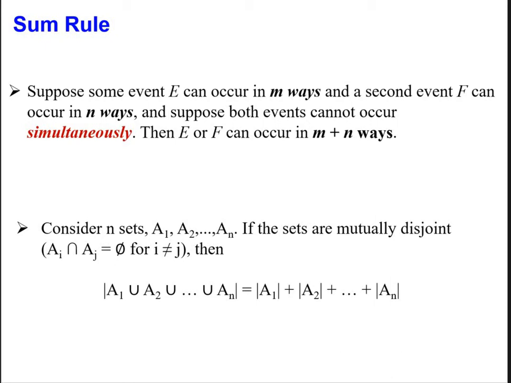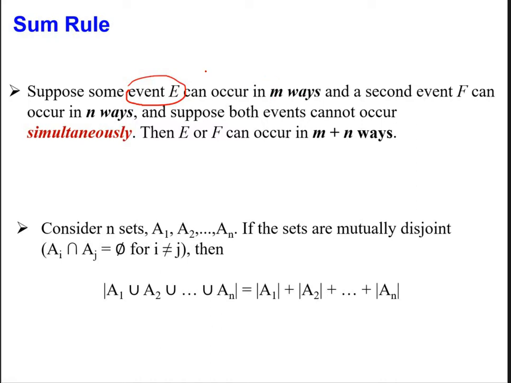Now let's talk about the sum rule. So in this situation, what you have is an event, let's say E. In the product rule, remember, the events were independent of each other. But now in this case, they're not independent, and they cannot occur simultaneously.